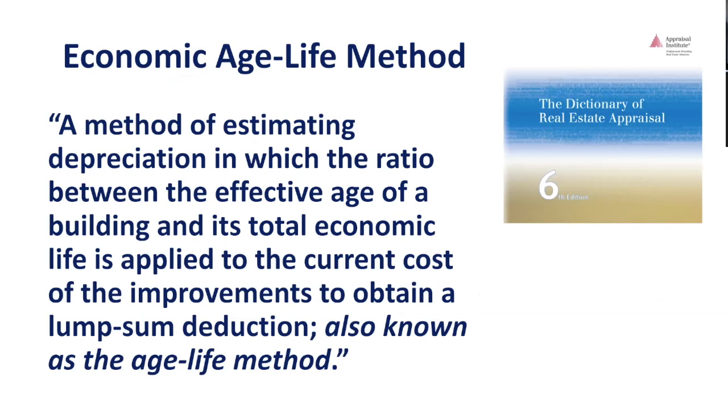So I just want to go through the definition from the Dictionary of Real Estate Appraisal. Economic age life method is a method of estimating depreciation in which the ratio between the effective age and the total economic life is applied to the current cost, not the reproduction value or the historical cost of the improvements, to obtain a lump sum deduction, also known as the age life method. So there's that reference from economic age life to age life.